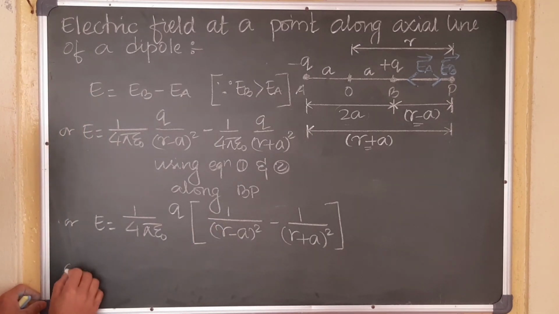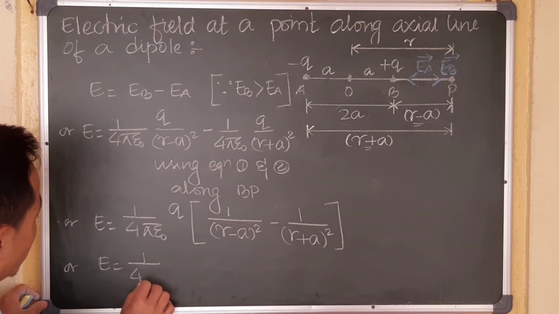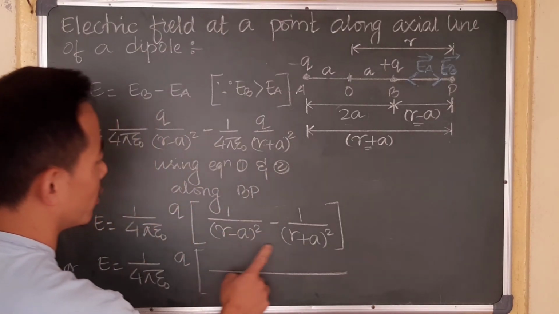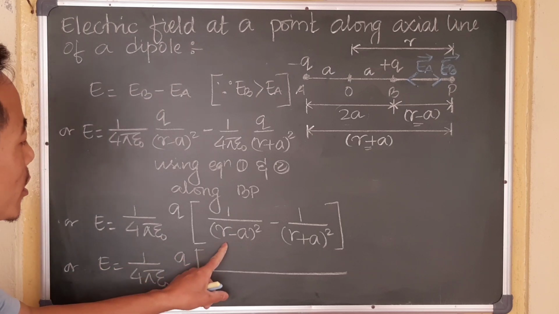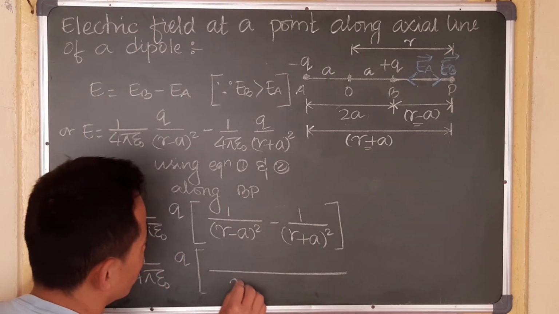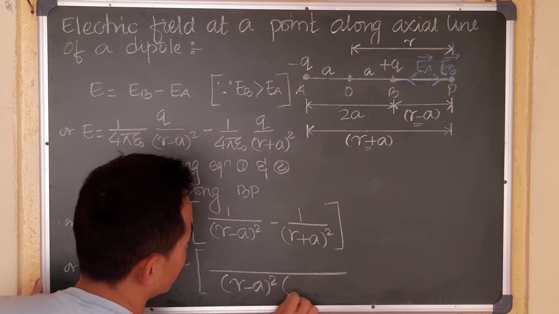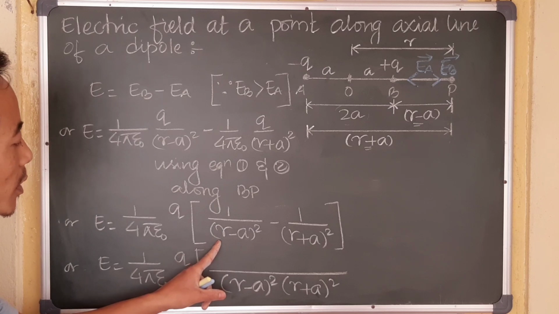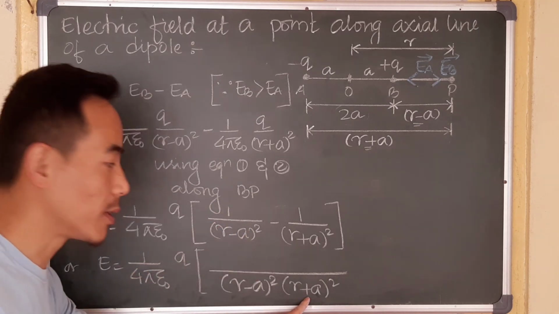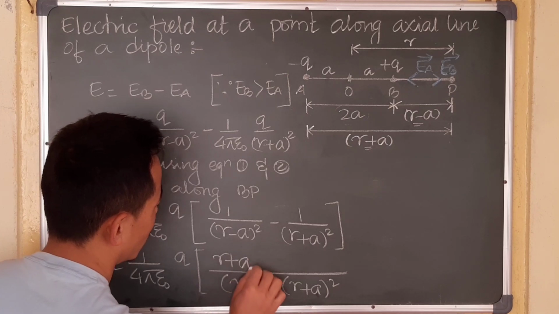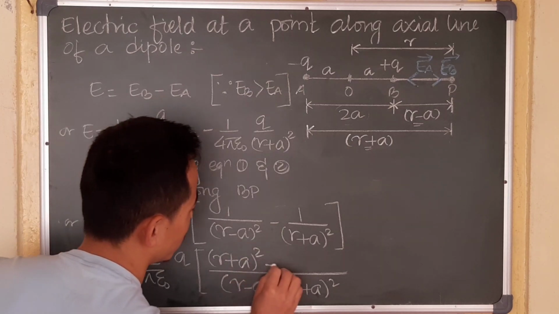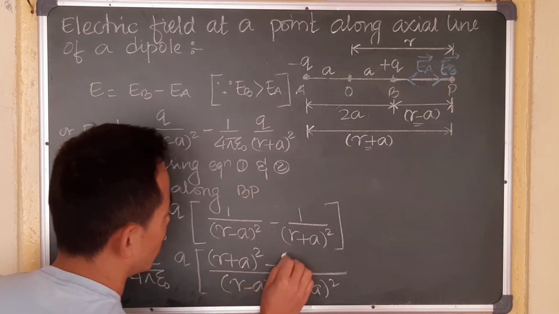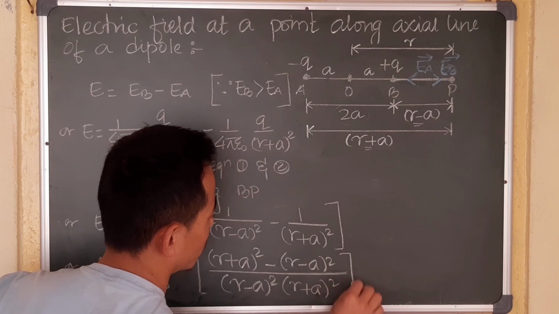So how can we do that? We have 1 by 4 pi epsilon naught Q. Now here we can take the LCM of these two terms. The LCM of (R minus A) whole square and (R plus A) whole square will be (R minus A) whole square times (R plus A) whole square. Here we already have (R minus A) whole square, so 1 has to be multiplied with (R plus A) whole square. So here we have (R plus A) whole square, then this minus sign, and here we already have (R plus A) whole square, so we need to multiply with (R minus A) whole square.